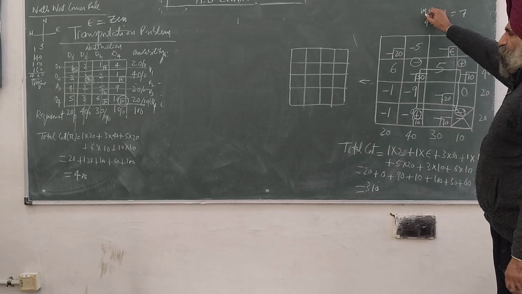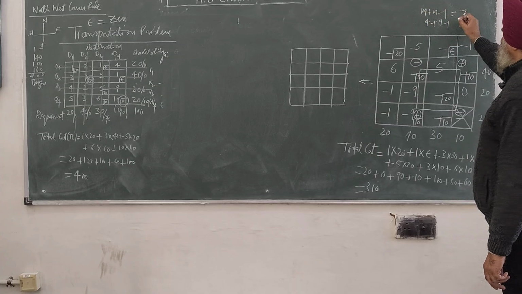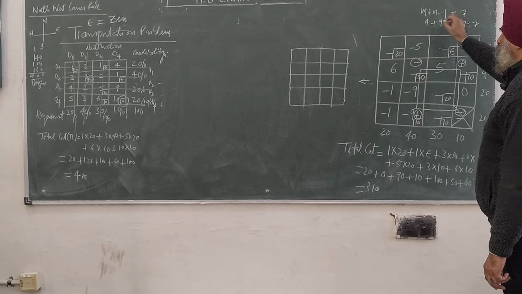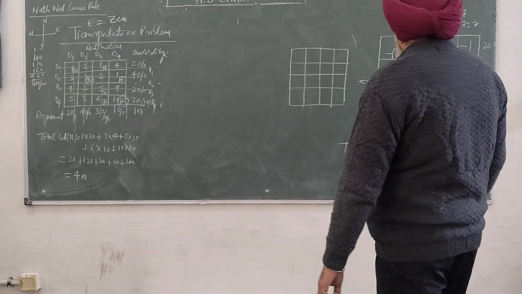What is the number of rows? The number of rows is 4 and the number of columns is 4. So 7 is equal to 7, and we can perform the optimality test. Let us proceed with the optimality test.